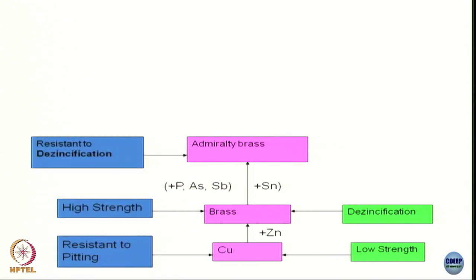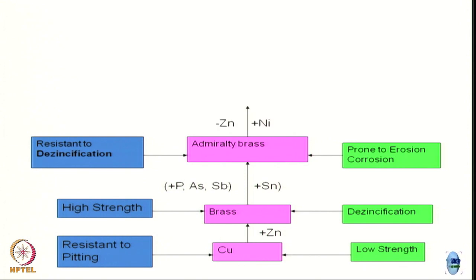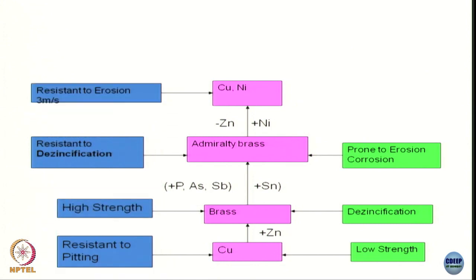The admiralty brass resists de-zincification, but if you want to increase the zinc more, it does not help, and so it is prone to erosion corrosion. You cannot withstand higher velocity in the pipelines, and if you want to increase zinc, you can have erosion corrosion resistance, but it suffers the de-zincification problem. So, what do you do? You go for nickel addition to copper, and you get cupronickel alloy. The cupronickel alloy is resistant to erosion.